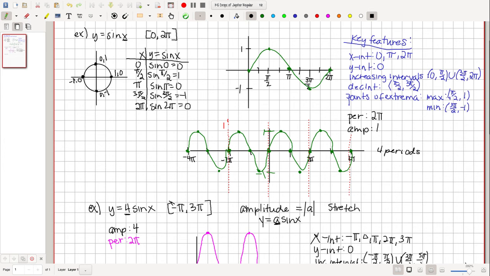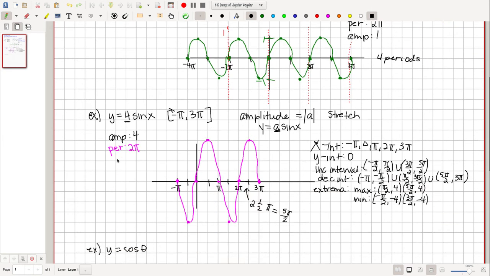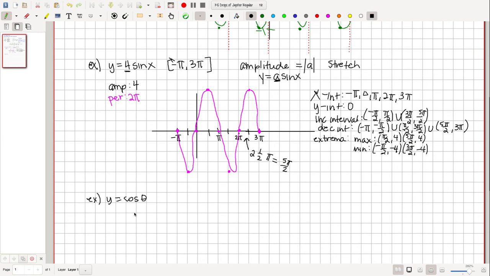Cosine are the x coordinates. So I'm going to do the exact same thing that we did up here, except now we're going to look at cosine. So let's make a table. And again, we're only going to graph this first one from 0 to 2 pi. Okay, so let's make a table.